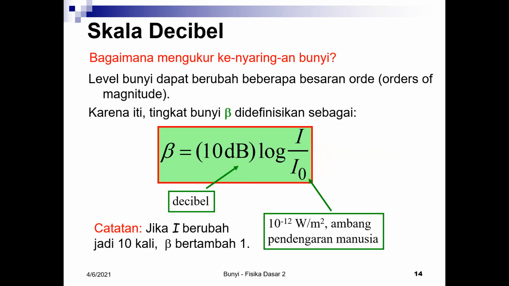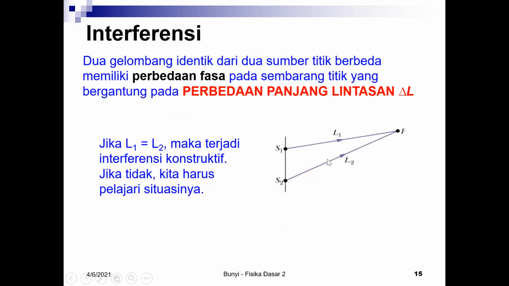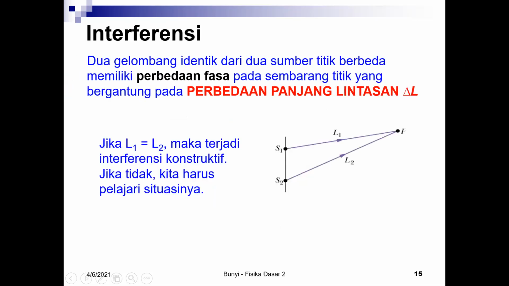Kemudian juga kita mendefinisikan yang disebut ukuran kenyaringan, atau ukuran keras atau pelannya suara. Itu dalam ukuran desibel, pakai log. Di sini 10⁻¹² watt per meter persegi adalah batas ambang pendengaran manusia. Kemudian di sini juga kita membahas tentang interferensi.